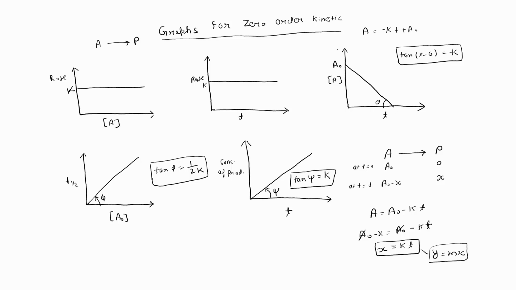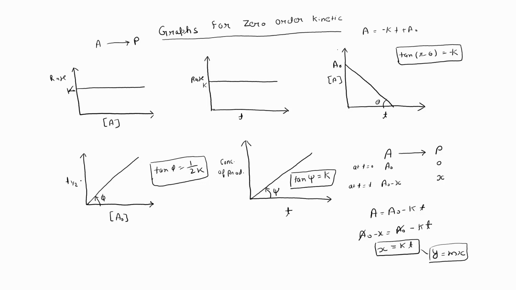Otherwise, we may have a curve if the rate is not constant. If the rate decreases or increases, we may have a different type of curve. But here the rate is constant with respect to the concentration of A. That's why we have a straight line with negative slope. Then we talk about the half life of the reaction.